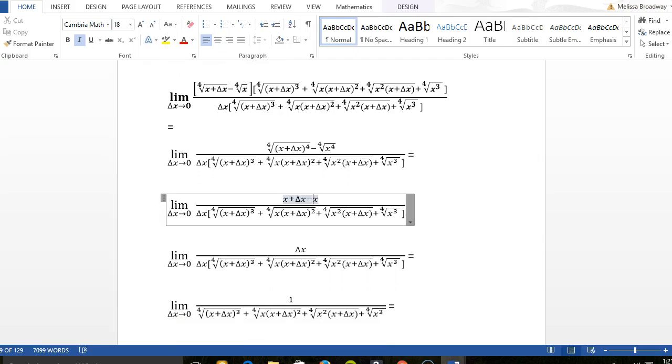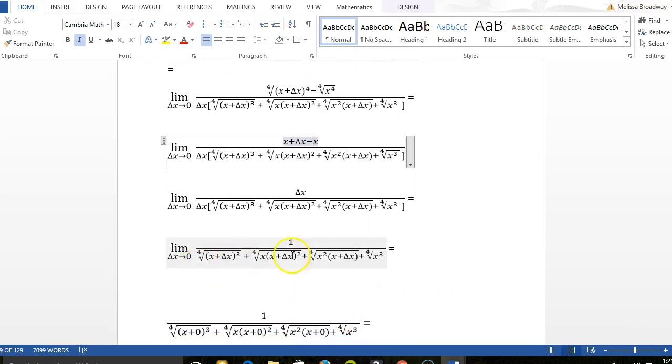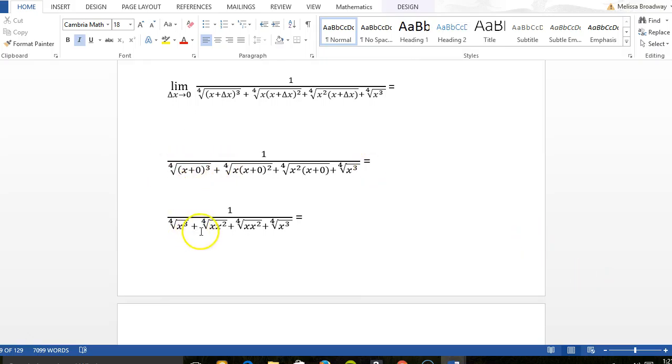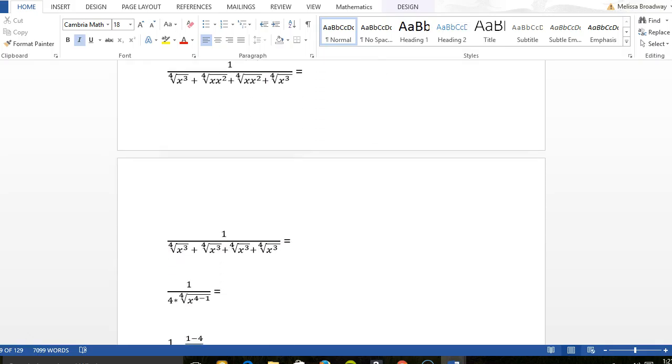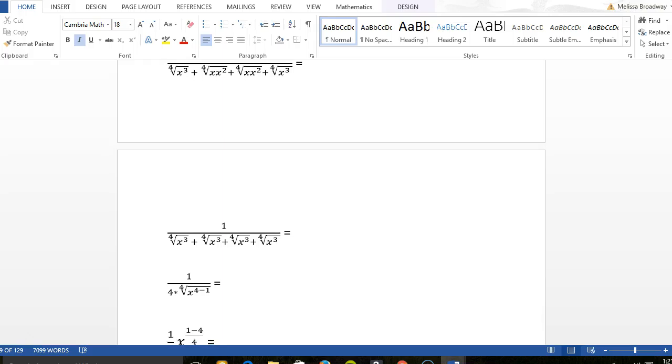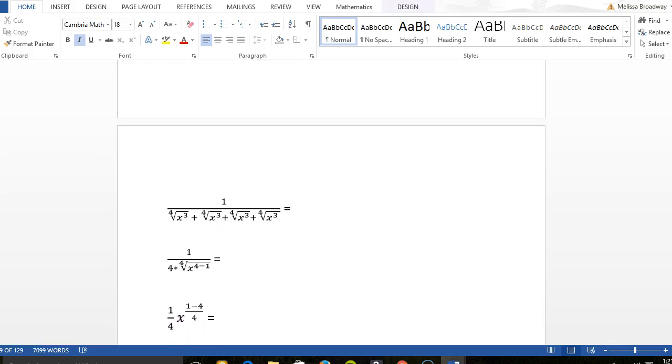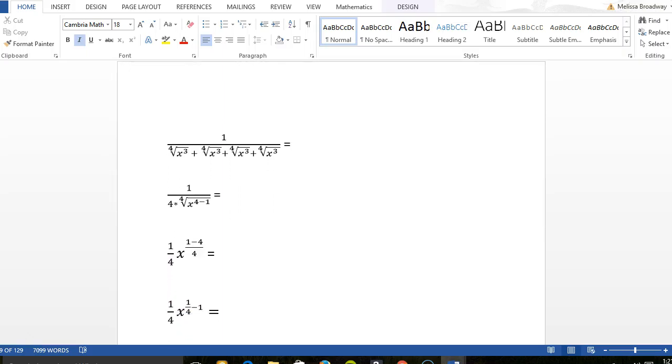And then we claim that all 4 of these terms down here are the same guy, because we're going to make delta x 0, and we just get the fourth root of x cubed every time. And as we can see if we scroll down, yep. Notice x times x squared is x cubed. Wink, wink. So we just get the same old guy, added to himself 4 times. So that's 1 over 4 times the fourth root of, well, it's x cubed.